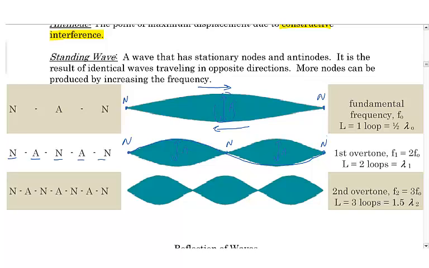If we were to increase the shaking frequency to the second overtone, you'll see again the generation of more nodes and antinodes. In the last diagram here, you'll see there are exactly 1.5 wavelengths being generated. Again, the antinodes will be in the middle, indicating maximum displacement, and the nodes will be where there's destructive interference and no motion.